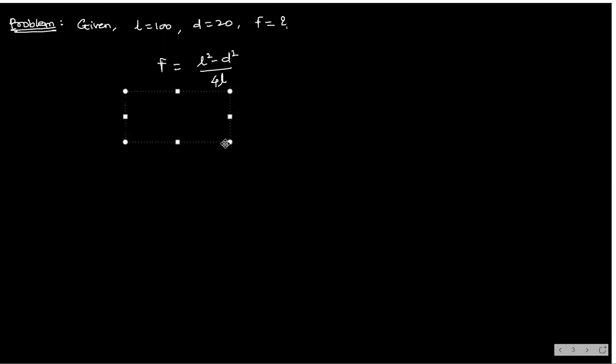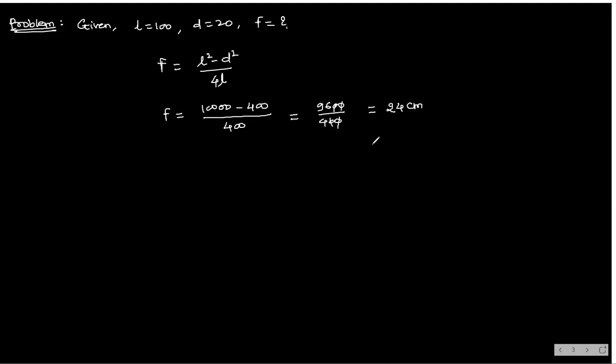Yes, just 1 minute. Here F is equal to L square, means 100 into 100, so how much will come, 10,000, minus D square, how much will it be, 400, divided by 400. So how much will this be? 10,000 minus 400 is how much? 9,600 sir. 9,600 divided by 400. So how much will this be? 24 sir. 24 centimeter. Is it right? Everyone got the same? Yes. This 400 and 400 you must not cancel. Come on, come on, quickly, we don't have time.